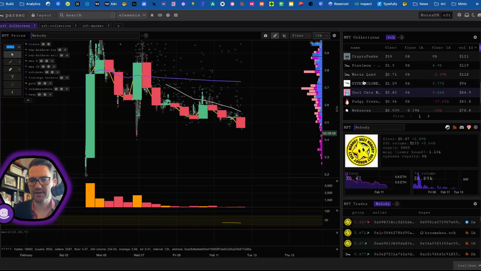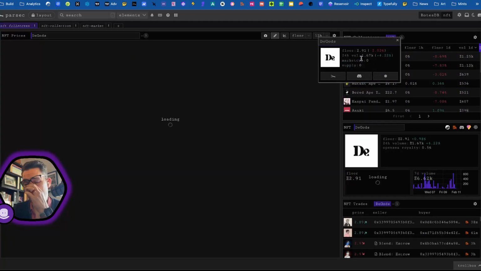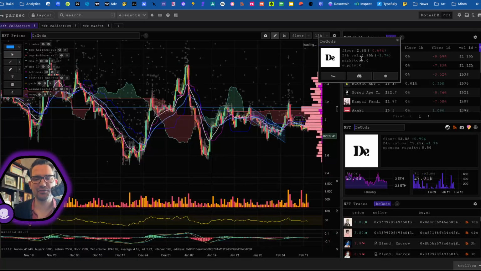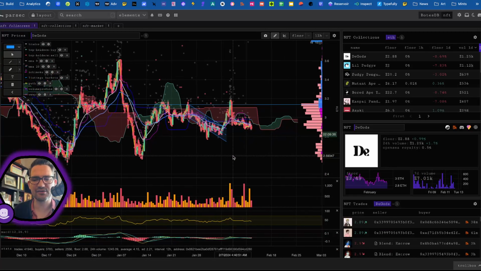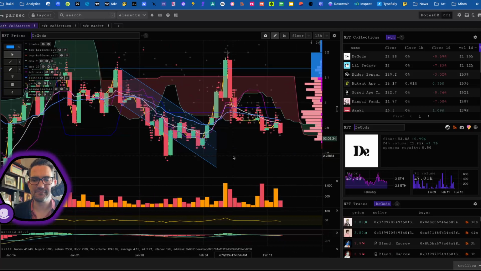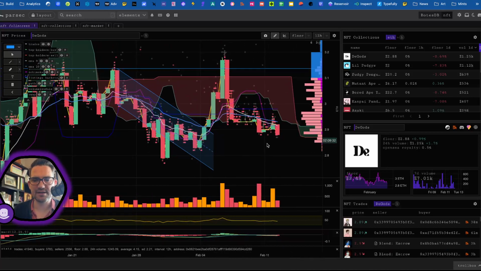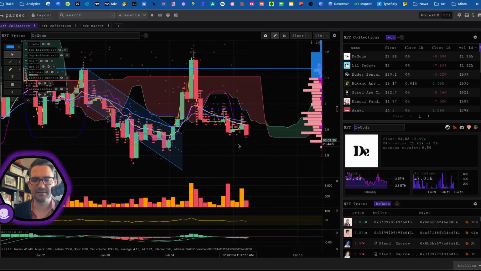Cool Cats artifact. I don't know if there's anything. DGods has had a bit of a change here on their chart. I just spend every night going through these, flipping through them, seeing what kind of stands out. So DGods had a bit of a run up, and then they pulled back.